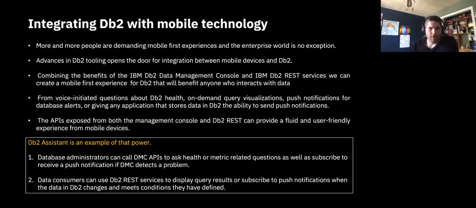So a couple quick examples. Database administrators will be able to call DMC APIs to ask health or metric-related questions, as well as subscribe to get alerts if DMC detects a problem. And data consumers can make use of Db2 REST services to either display query results or subscribe to push notifications when the data changes and meets conditions that they're interested in.